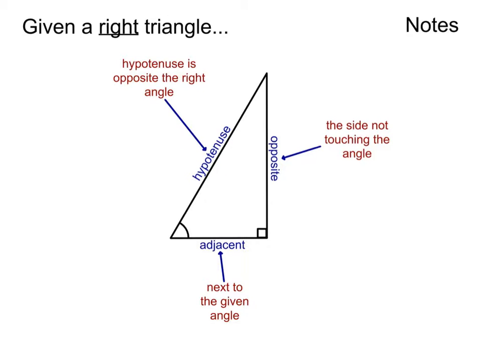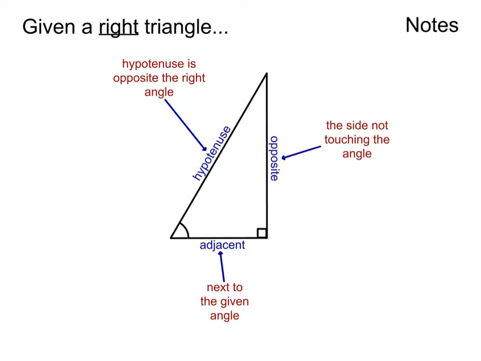So one of the things that we're going to be doing here is we're going to be taking a look at identifying the different parts of the triangles. Now, in this picture that you put into your notes, the big thing is noticing that I drew in this angle. These particular names are based on it going from this particular angle.